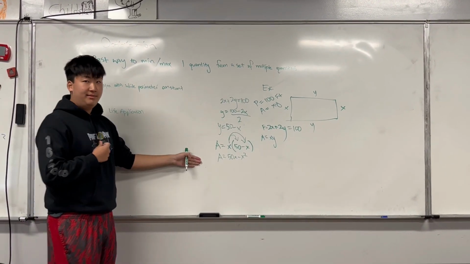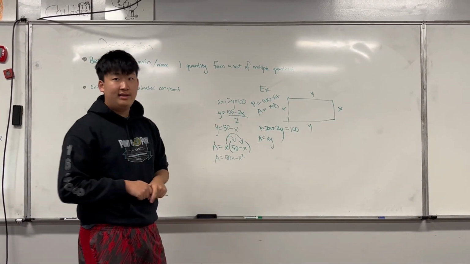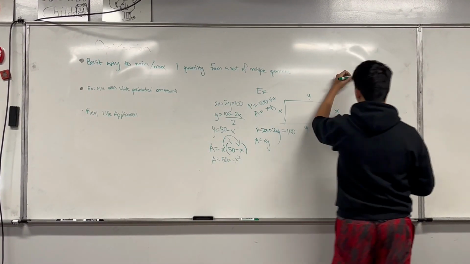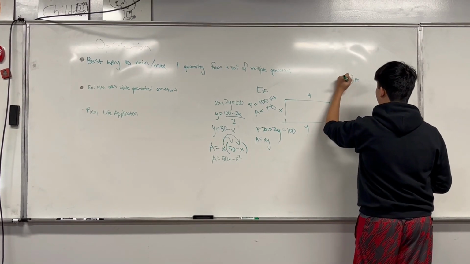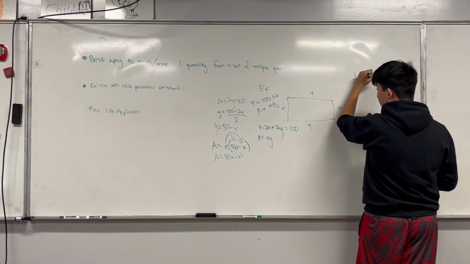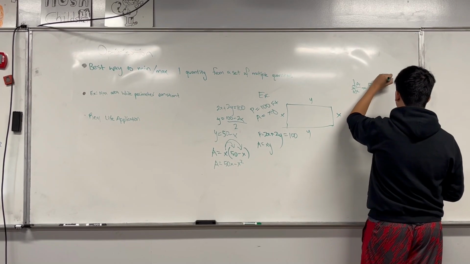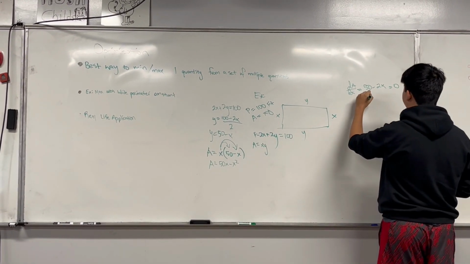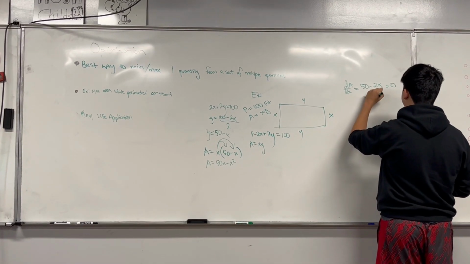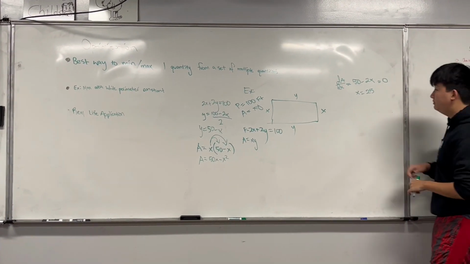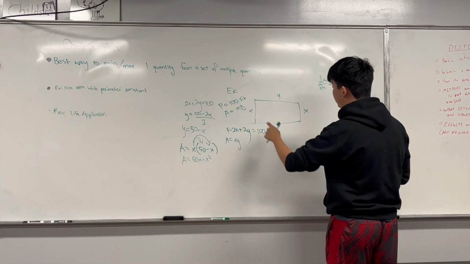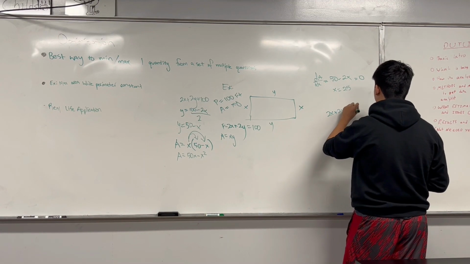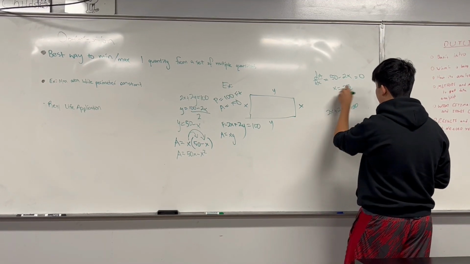Then, since we're trying to find the max, we just take the derivative and equate that to 0. So the derivative of area is 50 minus 2x, and if we equate that to 0, x will just be 25. Now we need to find the y. So we know that 2x plus 2y is 100. So x equals 25.